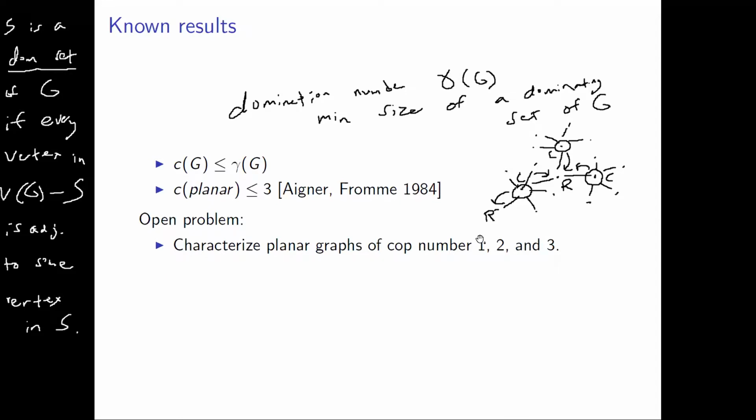Here is an open problem related to this result. This is not a problem for you to do like a homework problem, but an open problem that you might find interesting, which you could work on as a research problem. The problem is to characterize planar graphs of cop number 1, 2, and 3. It's known that all planar graphs have cop number at most 3, but it's not known which ones have cop number 1, which ones have cop number 2, and which ones have cop number 3. That's a much more difficult problem than just proving the upper bound of 3. But it's an open problem, and it would be very interesting to know what the answer is.